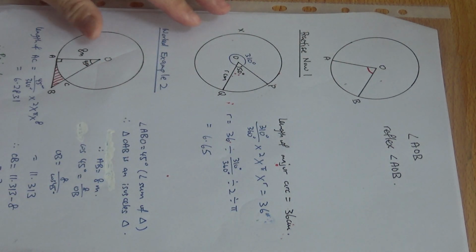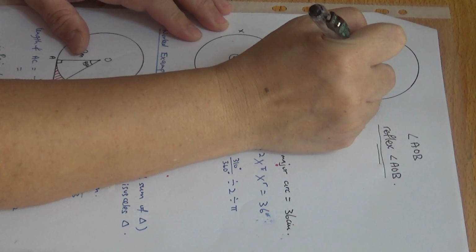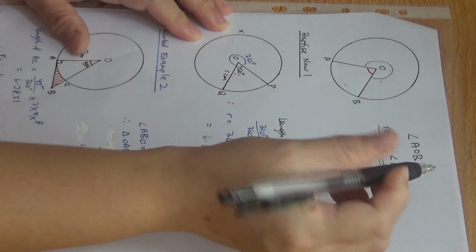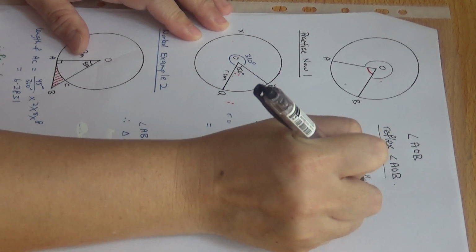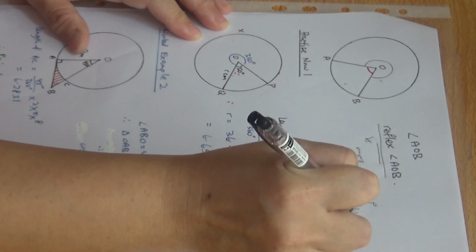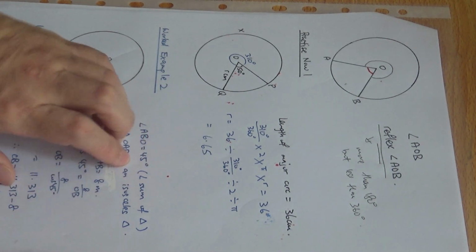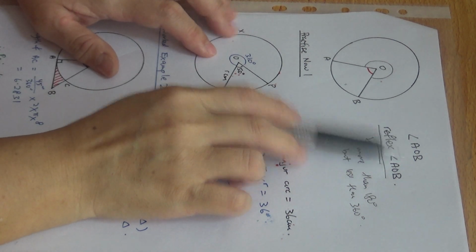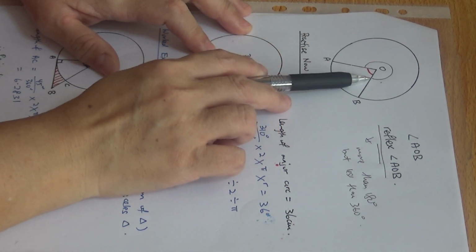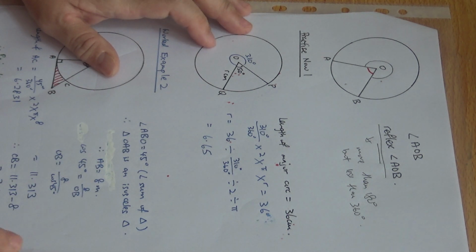Now, if the question says that they want reflex angle AOB, then it will be the other one. We must know that a reflex angle is more than 180 but less than 360 degrees. So if a question says angle AOB, it will just mean this angle. When they say reflex angle AOB, it will be the reflex angle. So it will be very clear in the question whether we want this or we want this. So please bear this in mind.